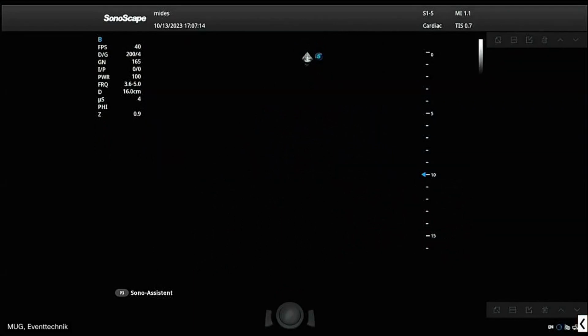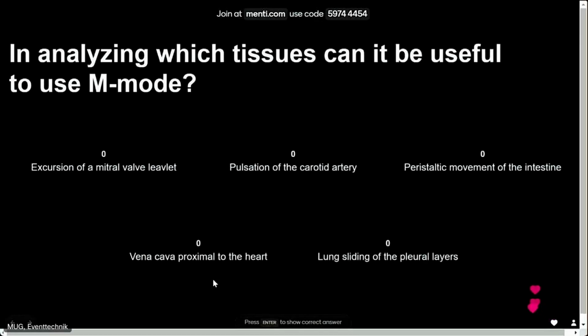And we continue with the next question for you. In analyzing which tissues can it be useful to use the M mode? Several answers are possible. And we're aware that it's a challenging question again, but we don't want you to fall asleep.